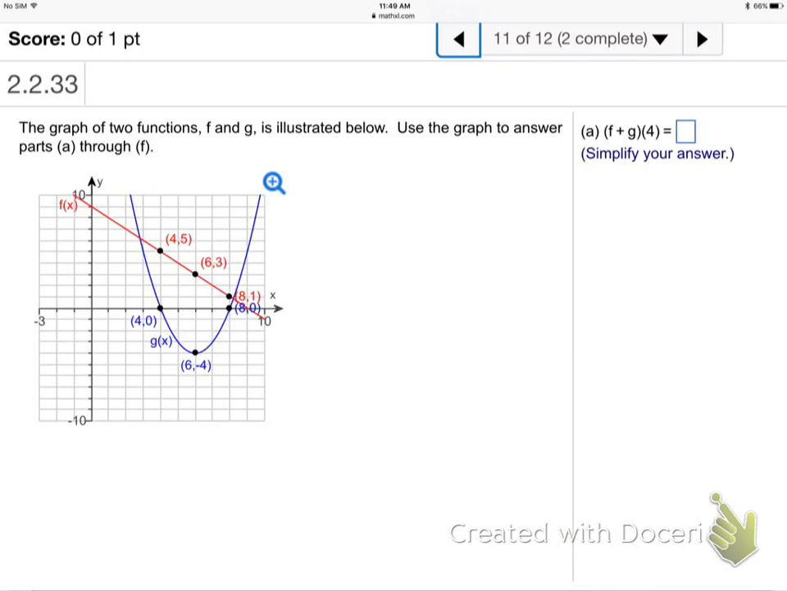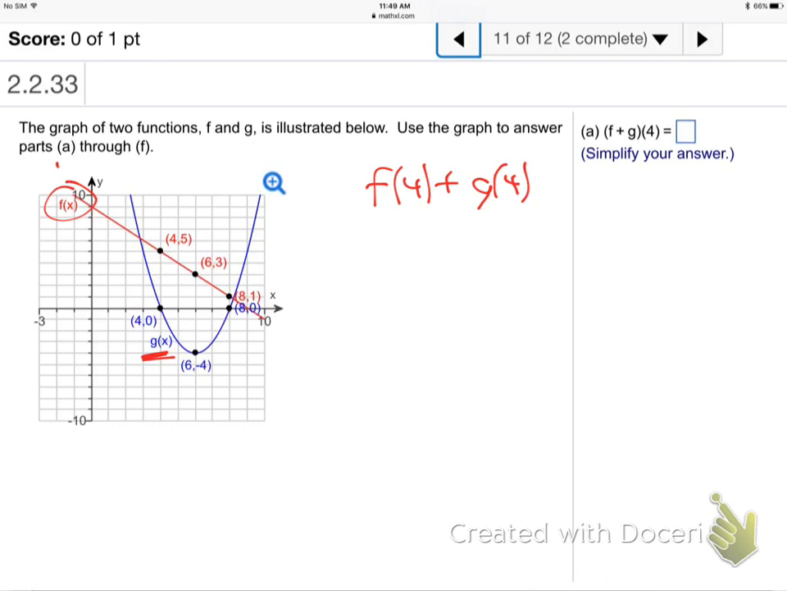Okay, F plus G of 4. So they're giving me two graphs here, F and G. Looks like G's the blue one, and F's the red one, I guess. Oh, yeah, it says right here. There, yeah, F is the red one. See right here, G's the blue one. Okay, so anyway, they want F plus G of 4. Well, what that means is F of 4 and G of 4 added together.